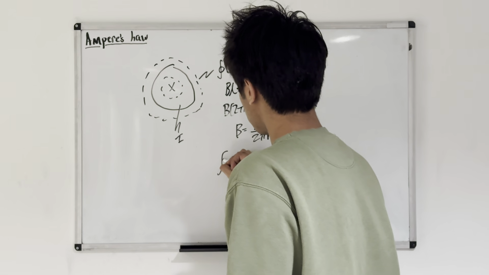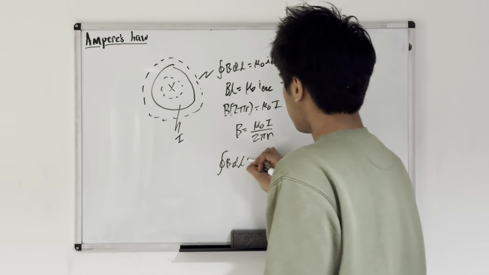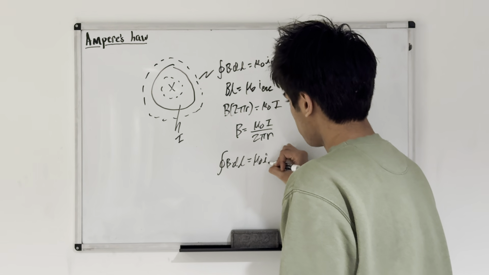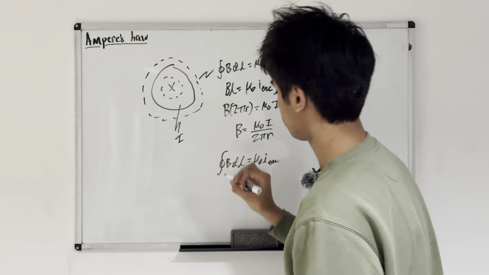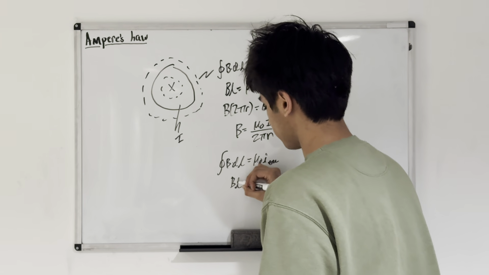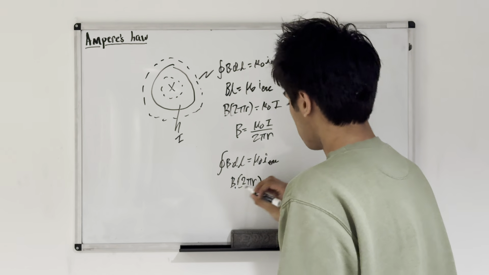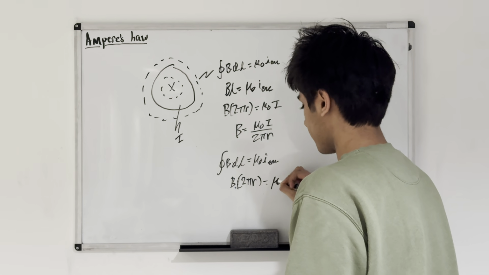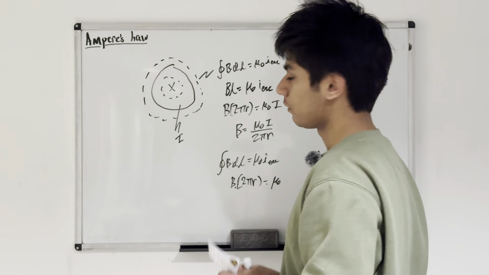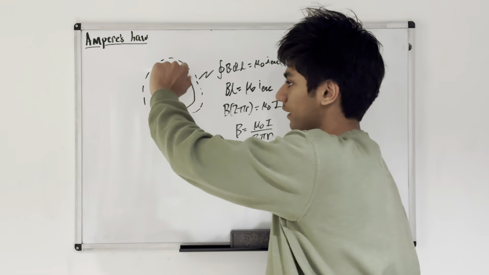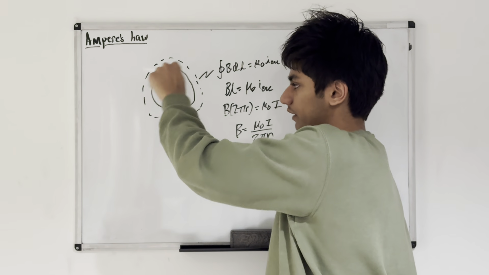The same thing, right? The closed integral of B dot dl is equal to mu naught times I enclosed. Again, by symmetry, B is going to become 2 pi r times B, because it's the same thing, the circumference. But now, mu naught times I enclosed. So how much I are we enclosing? We're no longer enclosing capital I, because capital I would be the whole wire. We're only enclosing this part here.